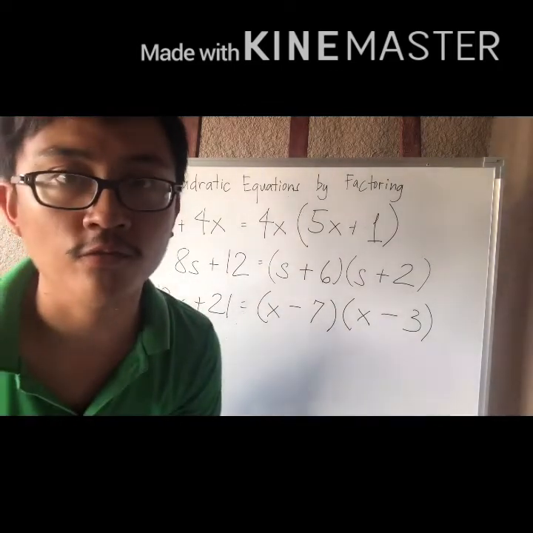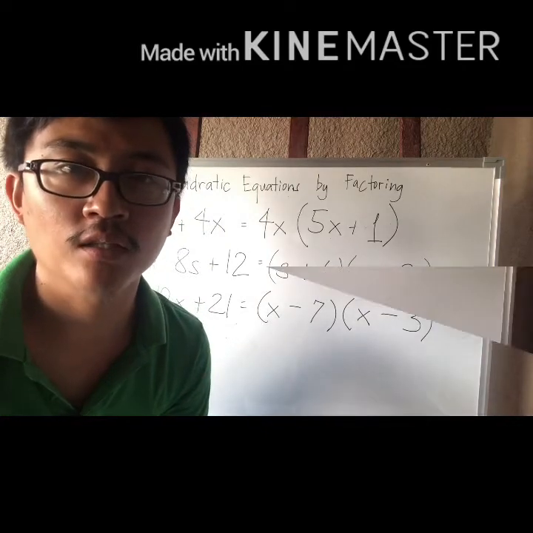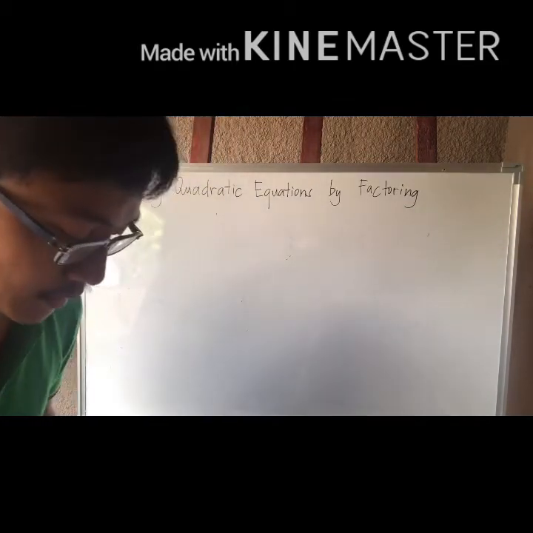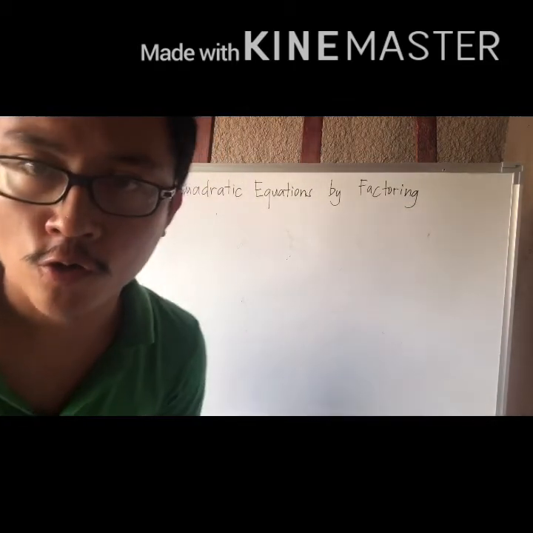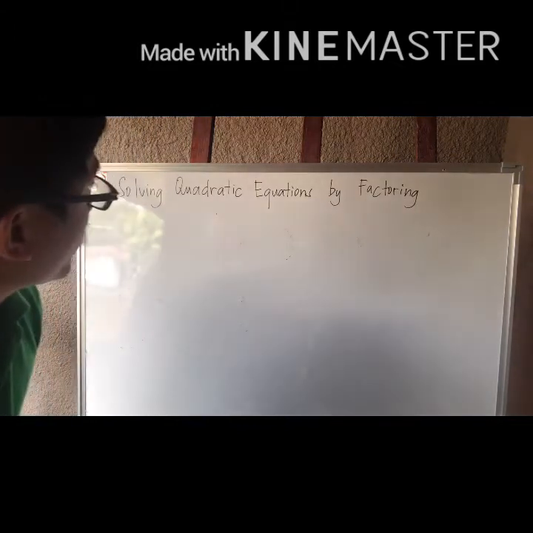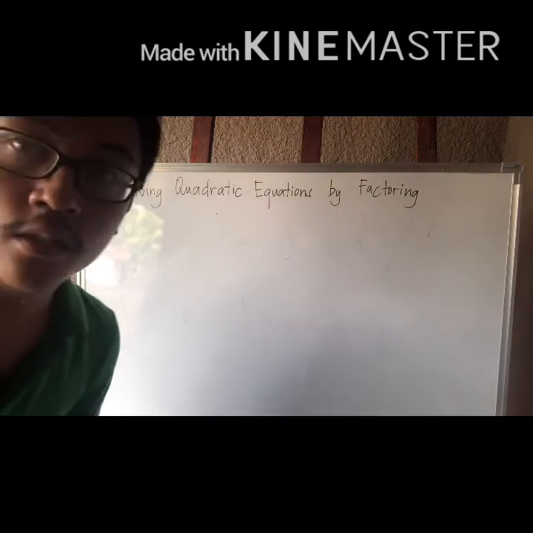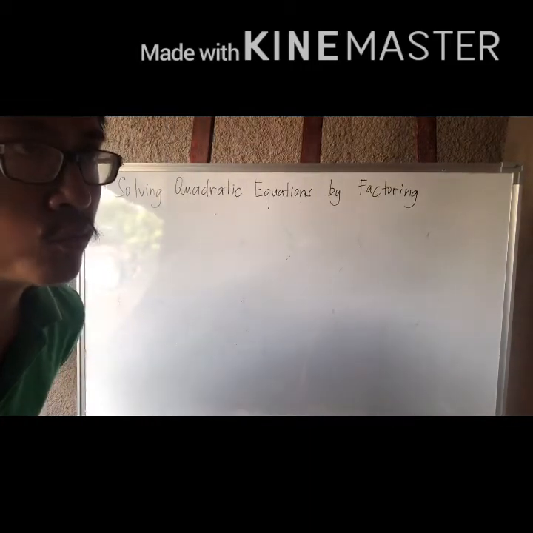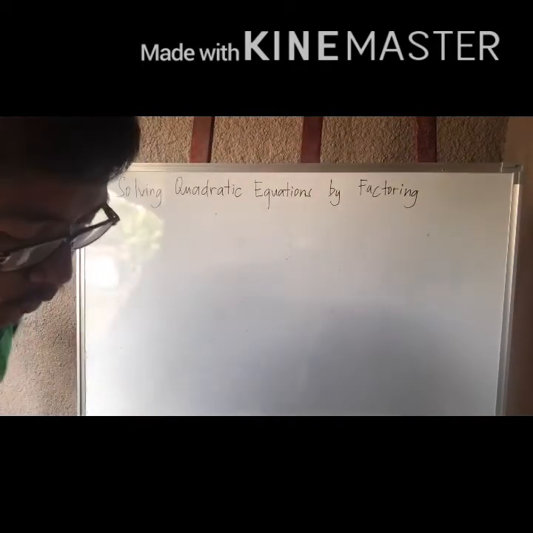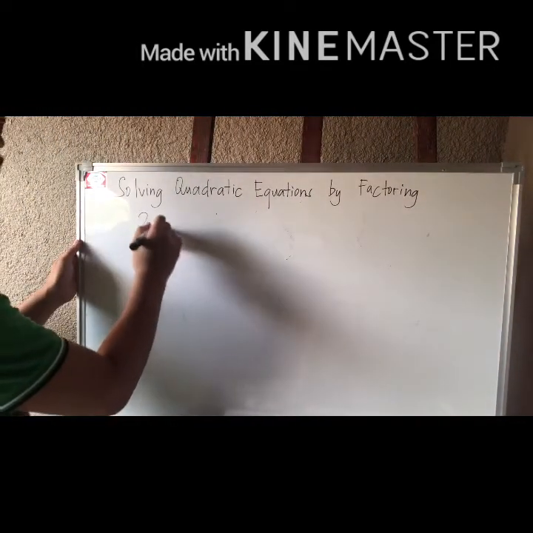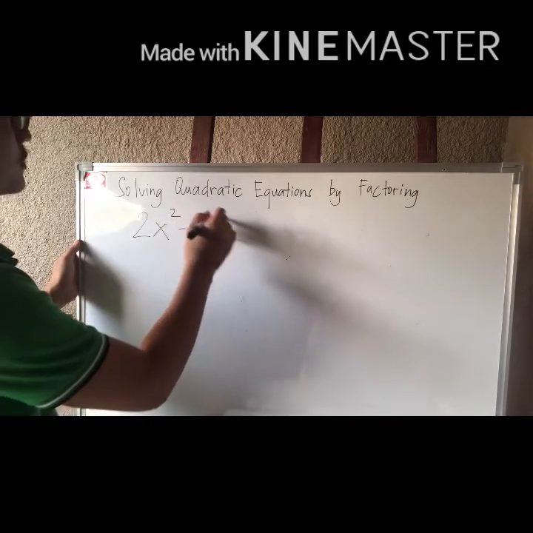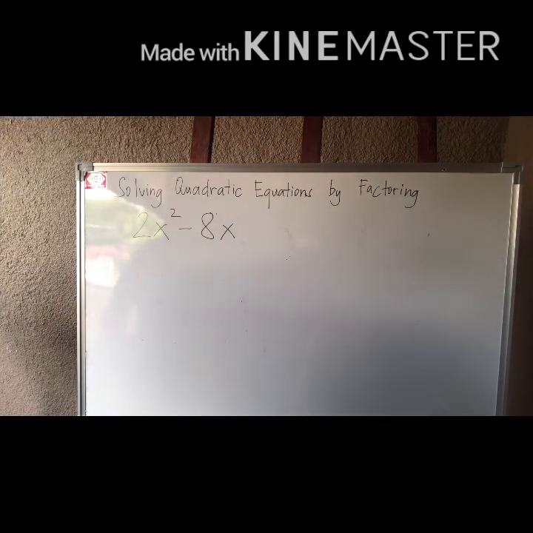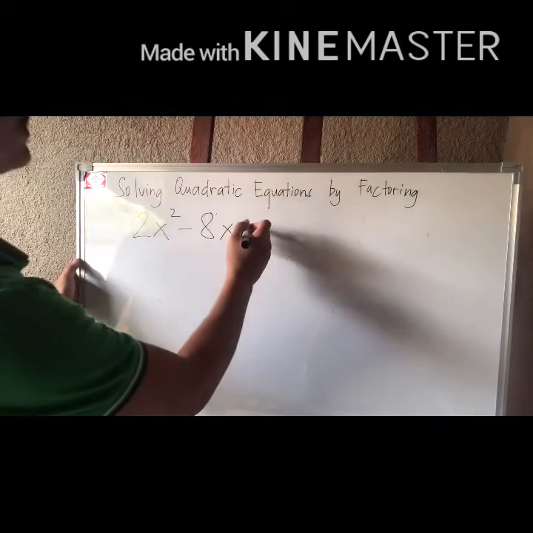Okay? So that is part of our review. So after reviewing the factors of the given polynomials, let us now proceed with solving quadratic equations by factoring. Okay, so if we're going to go back with our first example, we have 2x squared minus 8x, which is our polynomial. And what we're going to do here is to add equal to 0.